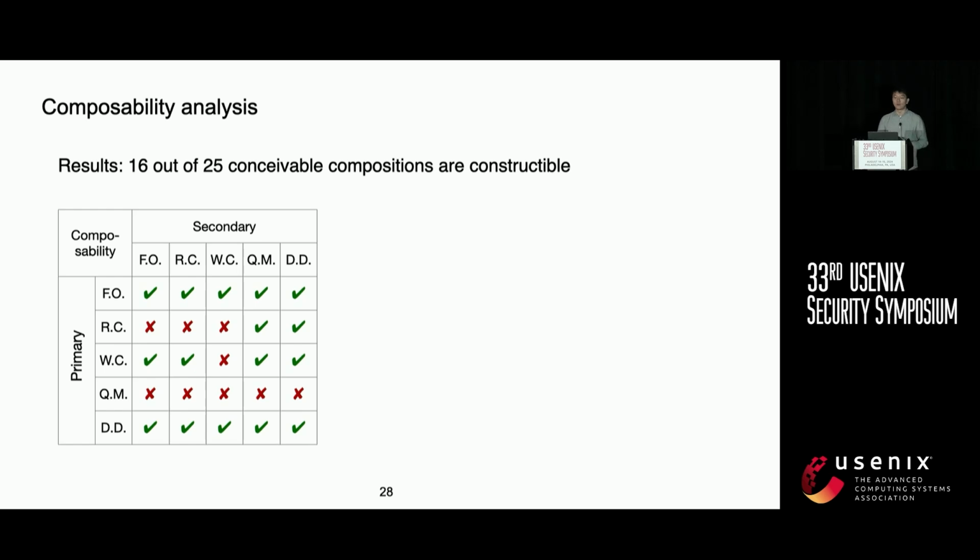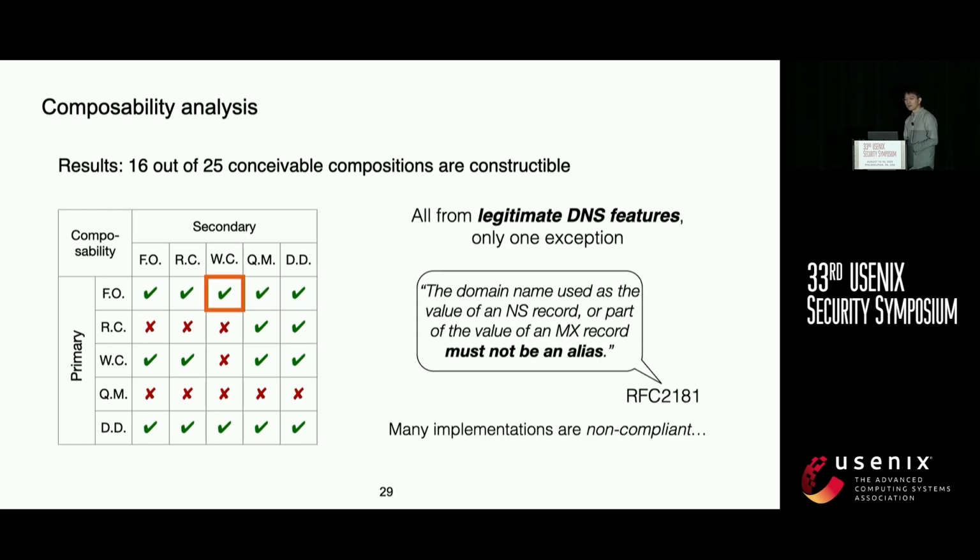So out of the 25 possible ways to combine the 5 primitives, we define 60 meaningful compositions, as summarized here. So all these constructible compositions are based on legitimate DNS features, except one that violates the RFC, requiring that an NS name or a name service name must not be an alias. But actually, we find many real-world resolvers are not compliant with this rule, and so they still allow this composition.